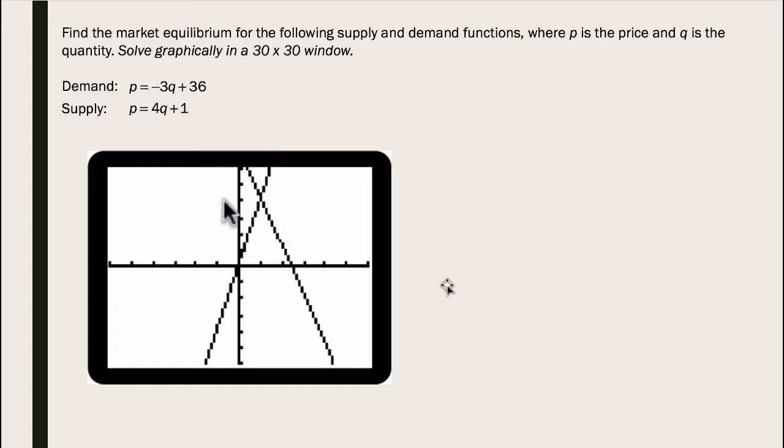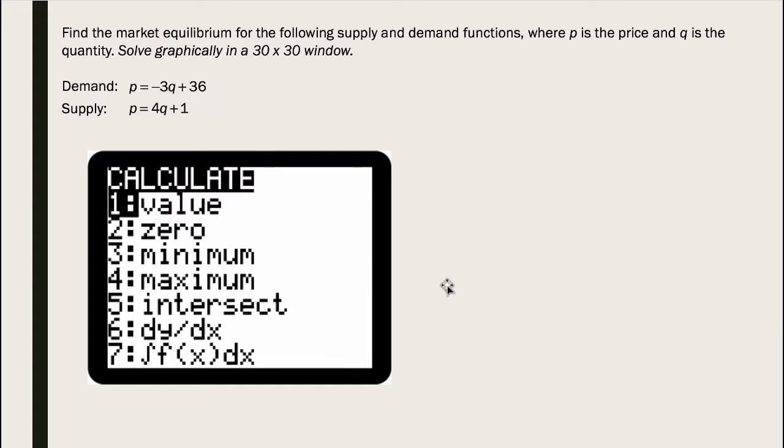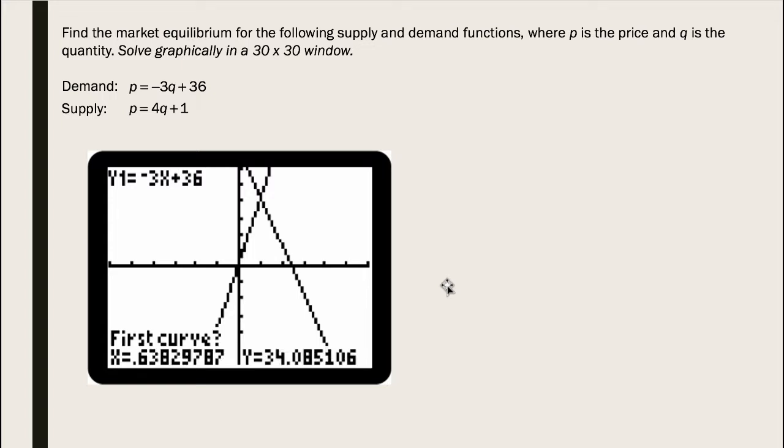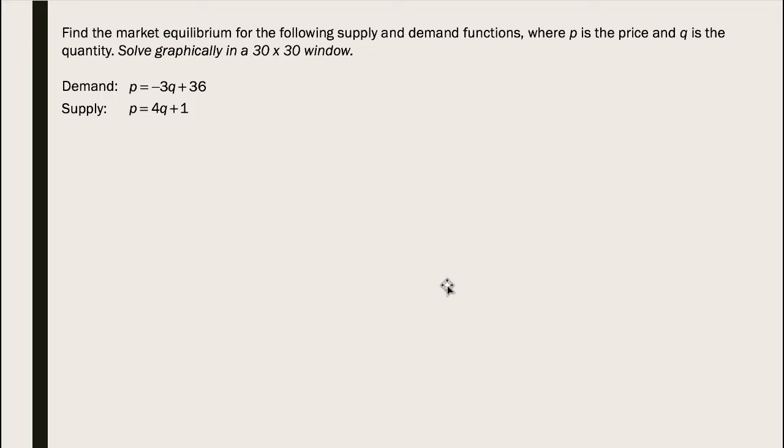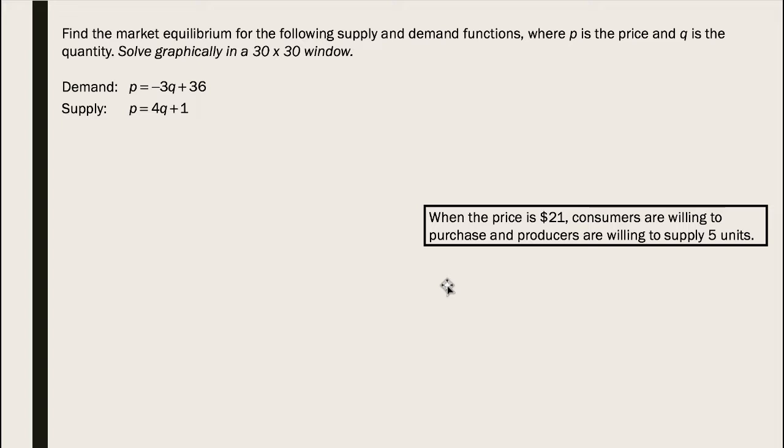In order to find this intersection here, we're going to do second trace, option number 5. We want to use the left and right arrows to get close to that intersection, just to help the calculator approximate it better. Hit enter 3 times, and we get our intersection here at (5, 21). So my market equilibrium point is (5, 21). What that means is when the price is $21, consumers are willing to purchase and producers are willing to supply 5 units.